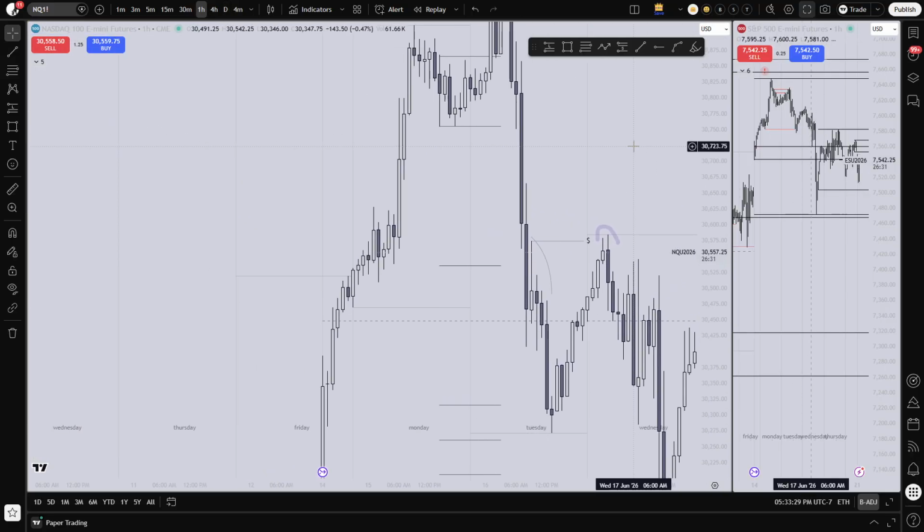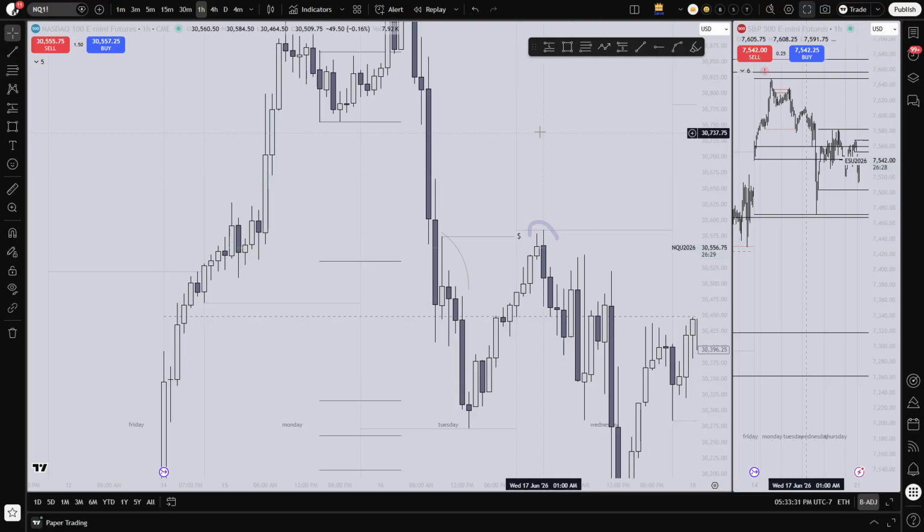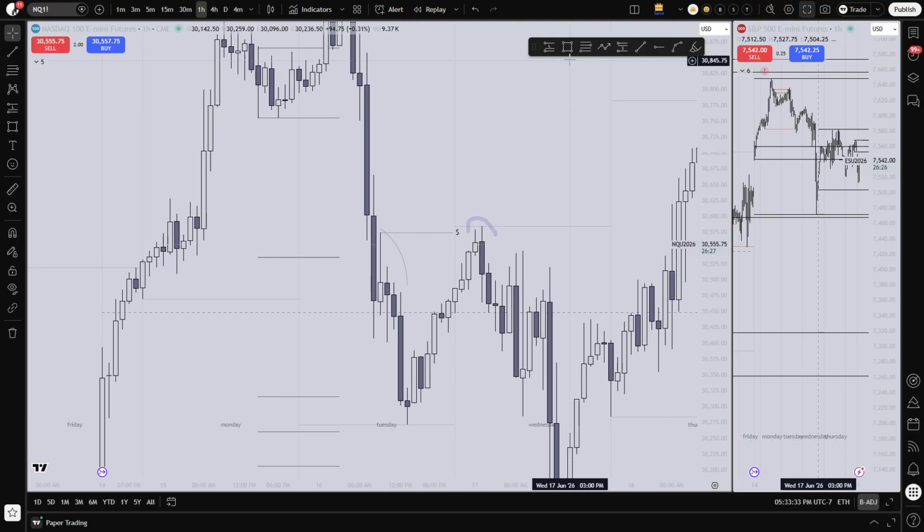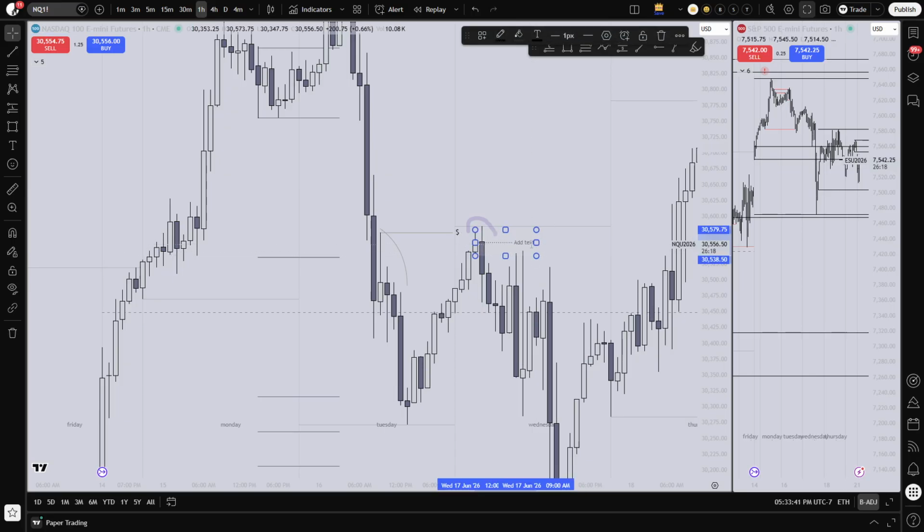Now, what would we be waiting for in this scenario? An entry trigger. So, for example, you could have taken off this 1 hour OB. This would have been nice. This would have been very nice.